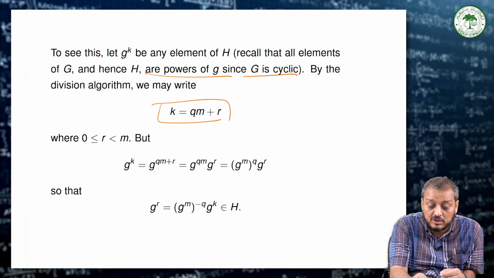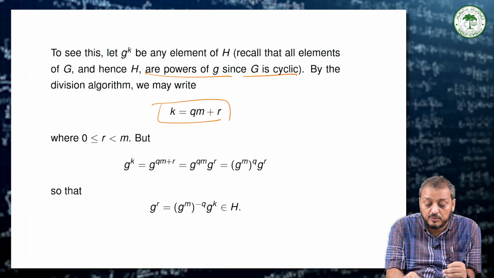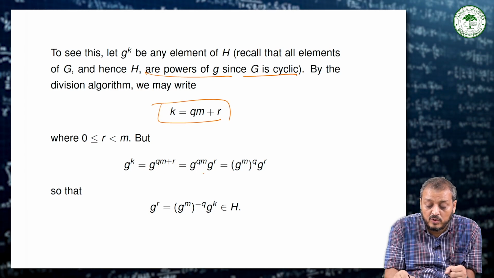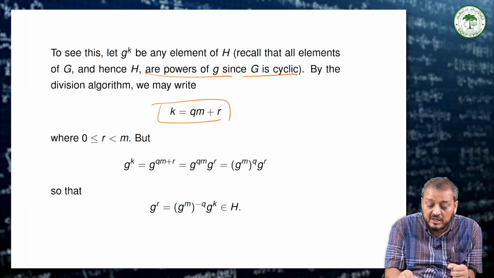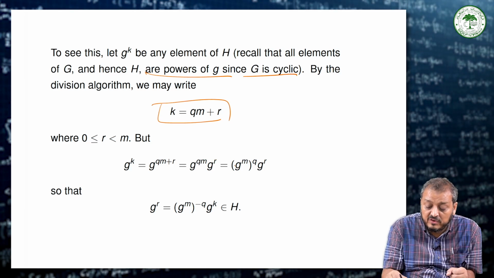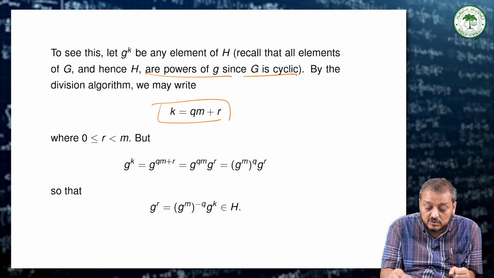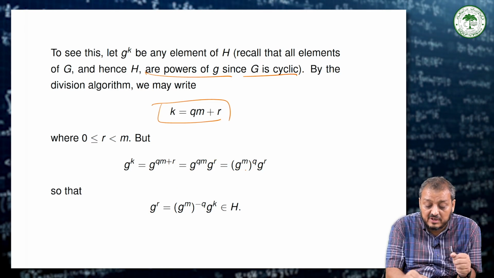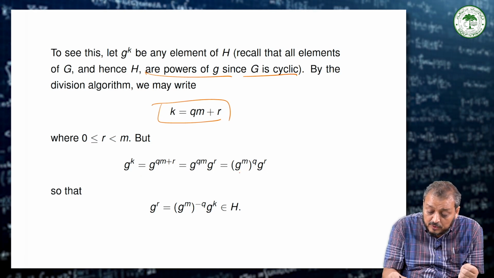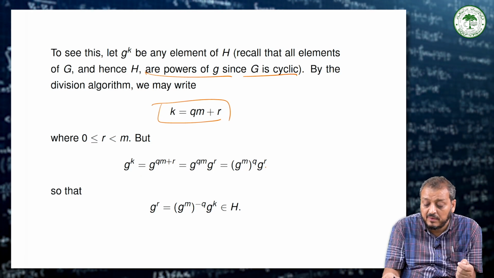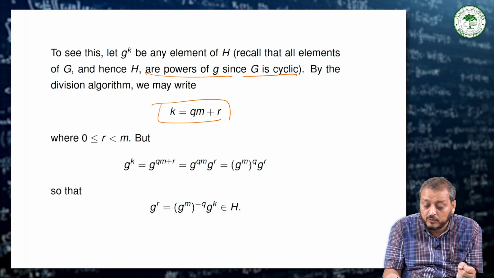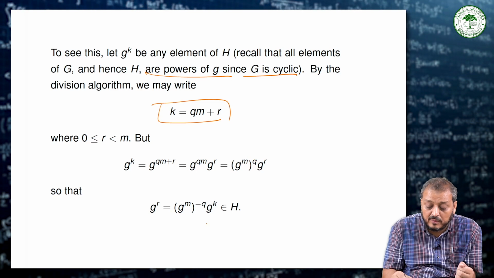But g to the power k can be written as g to the power qm plus r, and this can be written as g to the power qm times g to the power r, that is, g to the power m to the power q, times g to the power r. From here we can write the inverse of g to the power m to the power q. So g to the power r can be written in the form g to the power m to the power minus q, times g to the power k.